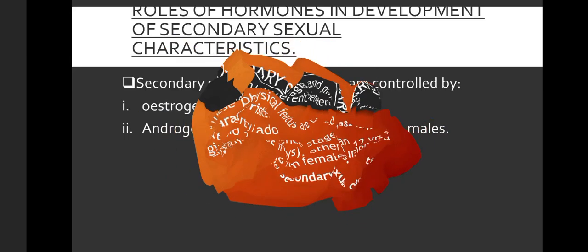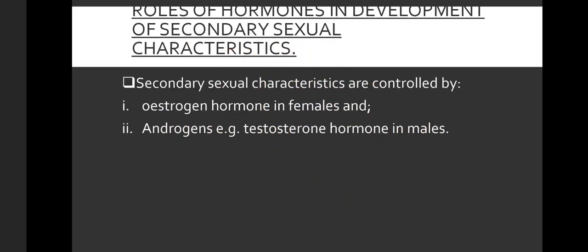I want you to note that the secondary sexual characteristics are normally brought about by some hormones. The hormone that is responsible for the appearance of secondary sexual characteristics in females is the hormone that we are calling estrogen, and on the other hand, the hormone that is responsible for appearance of secondary sexual characteristics in males or boys is the hormone that we are calling testosterone.